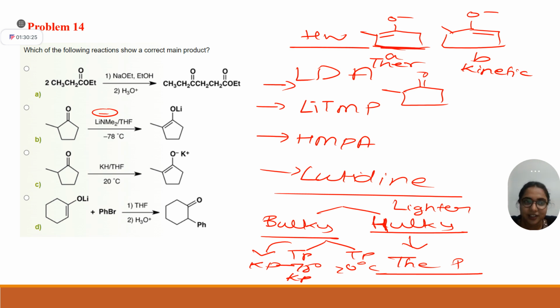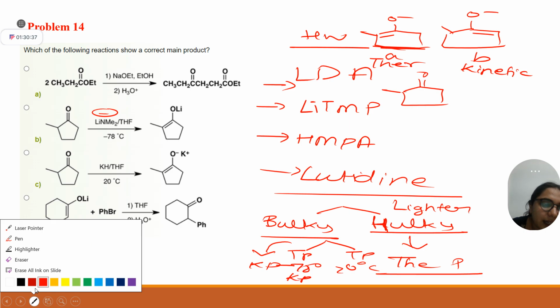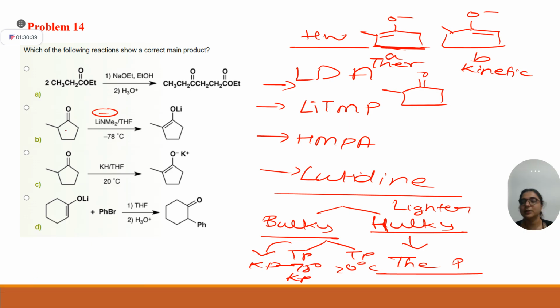Yes, ma'am. Okay. So if you understood this, forget about A. Tell me, is B correct? And I'm telling you this base is bulkier. Now tell me, is B correct? No, ma'am. Because at minus 78, this will form kinetic product. It will form enolate from the right side. Okay. So this is wrong.